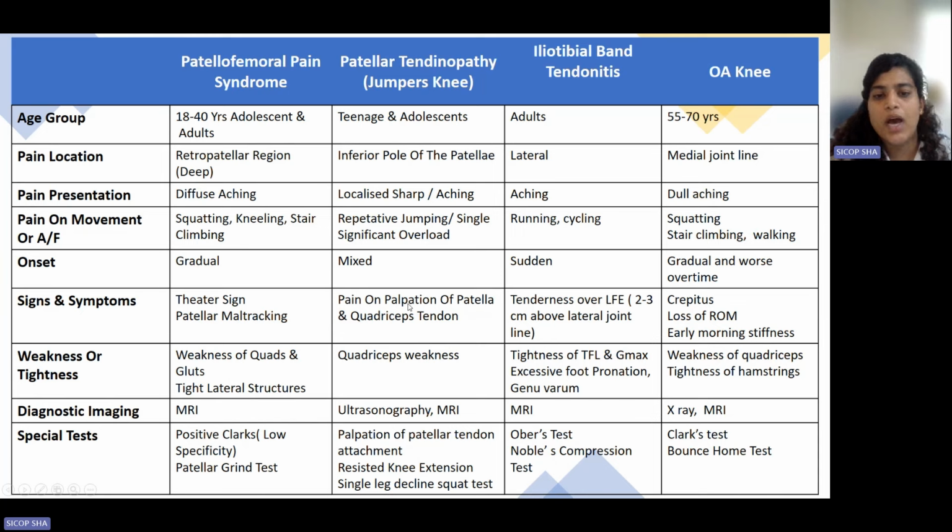The main signs and symptoms are pain on palpation of the patella and quadriceps tendon. The patient complains of pain. Then there is obviously quadriceps weakness, because it is a patellar tendon injury, tendinopathy, and the gold standard diagnostic imaging is USG and MRI. Then special tests: palpation of the patellar tendon attachment, and single leg decline squat test are positive.